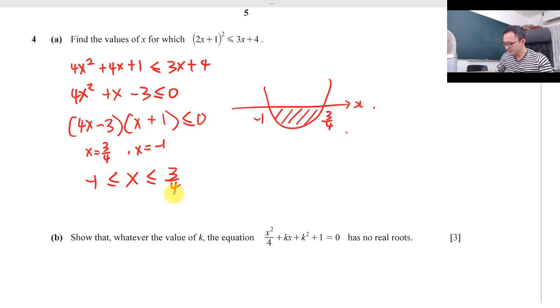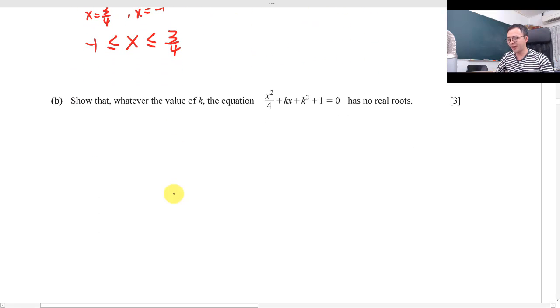Right, so show that whatever value of k, this equation has no real root. So what happens over here is, if the question says have no real root, that means you need to show basically b squared minus 4ac will be less than 0. But in order to show it, you shouldn't straight away write less than 0 on it, because if you already write less than 0, there's nothing for you to show. So in order to show, I will just assume I do not know is less than 0. So I will just do b.